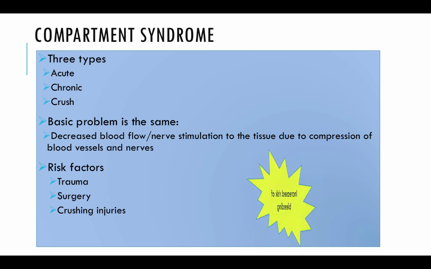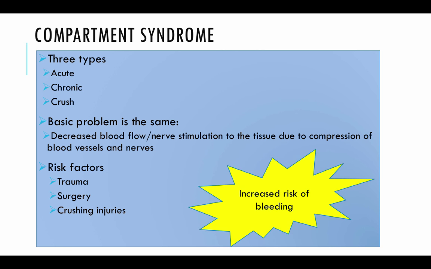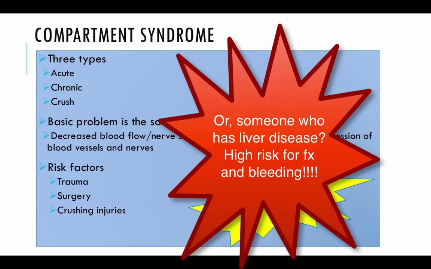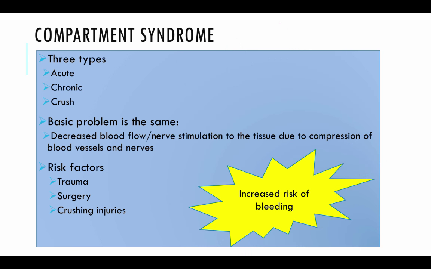Now, compartment syndrome is more likely to occur in people who have bleeding tendencies, such as people who are on anticoagulants or who have some kind of hemophilia. So people taking aspirin, taking NSAIDs, something like that, are at increased risk for bleeding and increased risk for development of compartment syndrome.